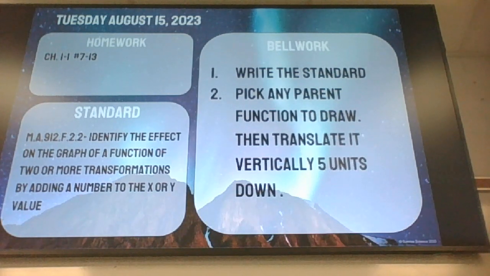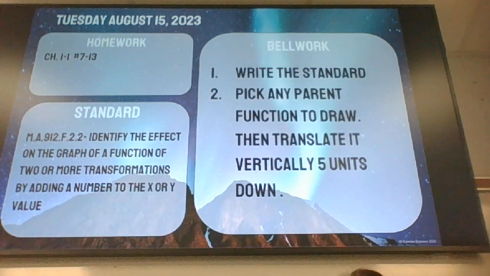Here's our standard. Don't do it right now. MA stands for mathematics. What do you think 912 stands for? 9th through 12th grade. This is the high school standard. Like the 8th grade standards would say 6 through 8 or something like that. So this is specifically for high school.